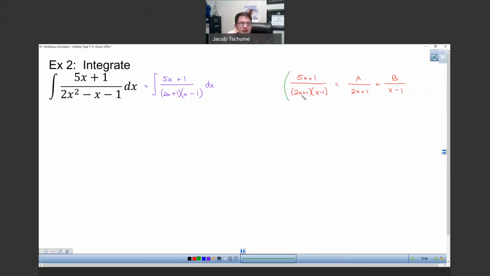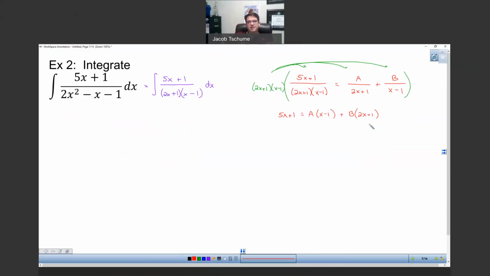And then once again, what I like to go ahead and do is multiply everything by the original factored denominator and distribute that through to get rid of all of these fractions. So multiplying it by the first fraction will give me a 5x plus 1. On the a fraction, you'll still have an x minus 1 left over. And on the b fraction, you will have a 2x plus 1 left over.